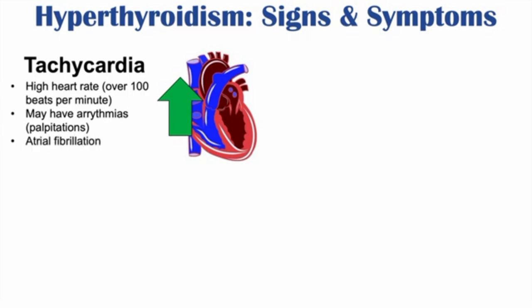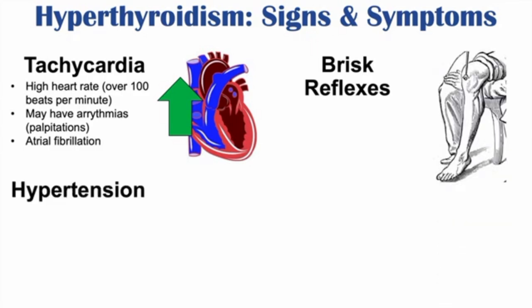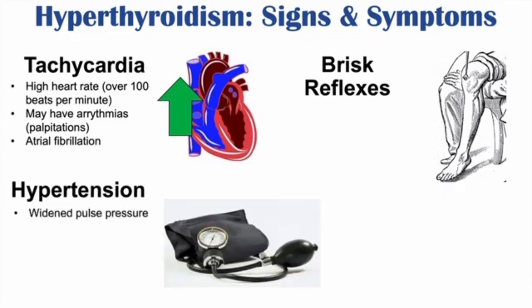So atrial fibrillation can be ultimately a result of hyperthyroidism. We're going to talk a bit more about this when we talk about thyroid storm later on in this lesson. Now, brisk reflexes are another physical sign that can be found in hyperthyroidism patients. Hypertension is also another sign that can be found in hyperthyroidism patients.